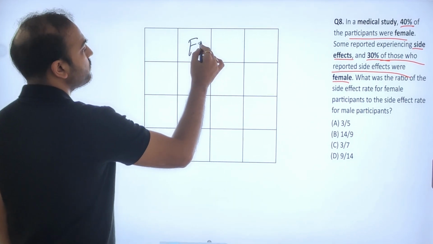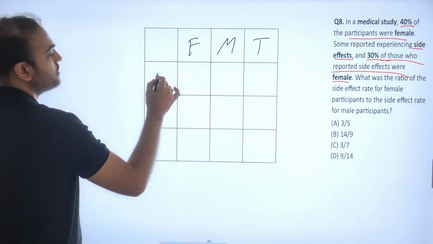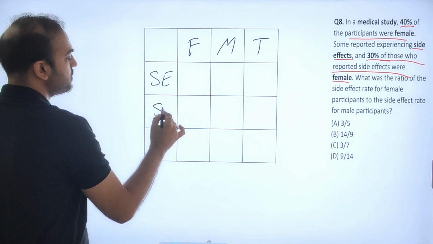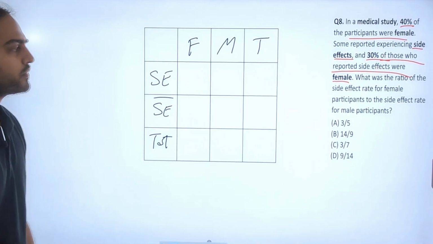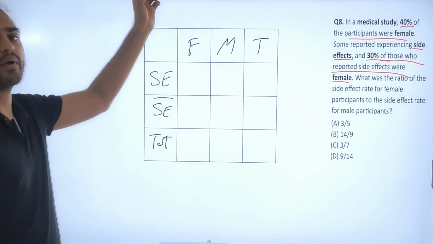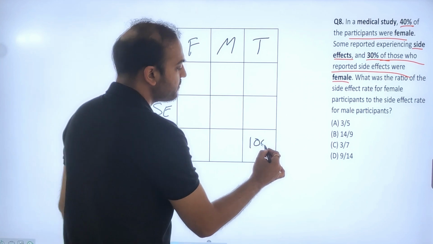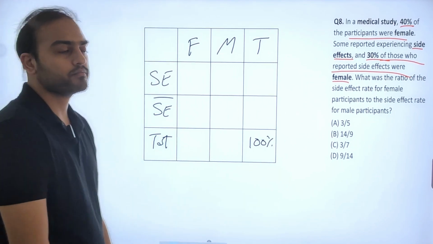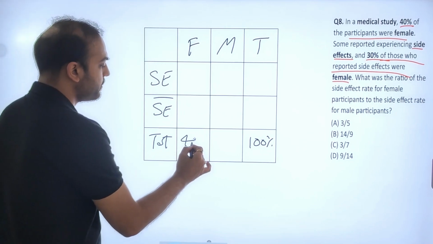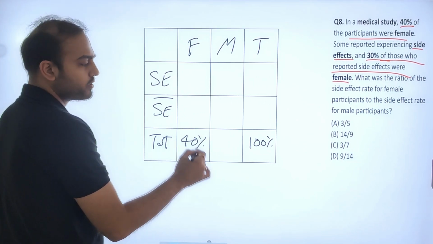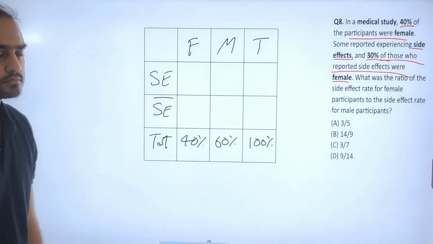So you have female, male, total, side effects, not side effects, total. Again, if you remember a couple of questions ago, we did that if percentage is given, you can directly assume total as 100%. I know from line number 1, 40% are female. That means male are 60%.